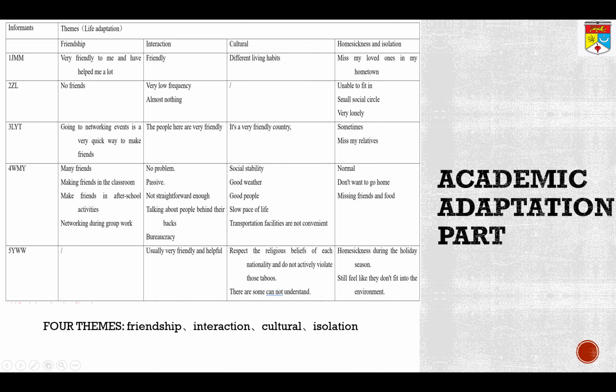Informants, themes, life adaptation, friendship, interaction, culture, homesickness and isolation. Very friendly to me and have helped me a lot. Friendly, different living habits. Miss my loved ones in my hometown. No friends, very low frequency, almost nothing. Unable to fit in small social circle, very lonely.